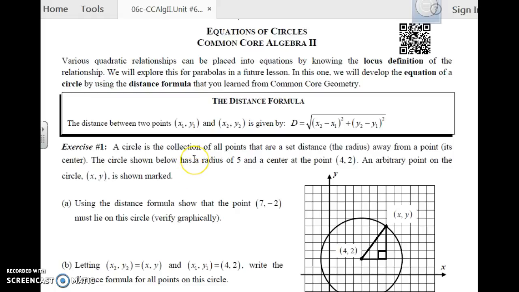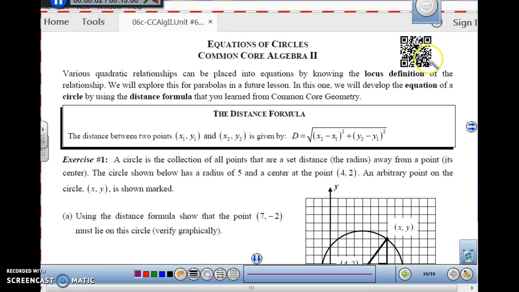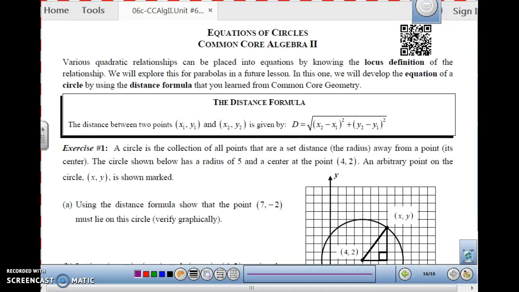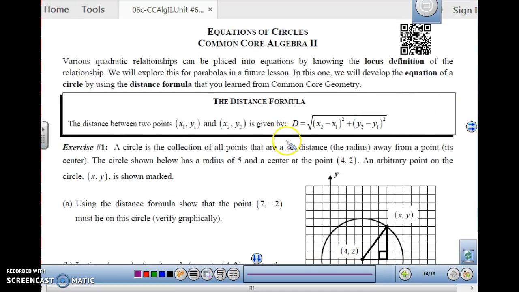This is Algebra 2, Unit 6, Lesson 10 on equations of circles. Now, we talked about equations of circles last year in Common Core Geometry. We had a formula, and we used the formula to pick out the center and the radius when we worked on the problems. But where did that formula actually come from?